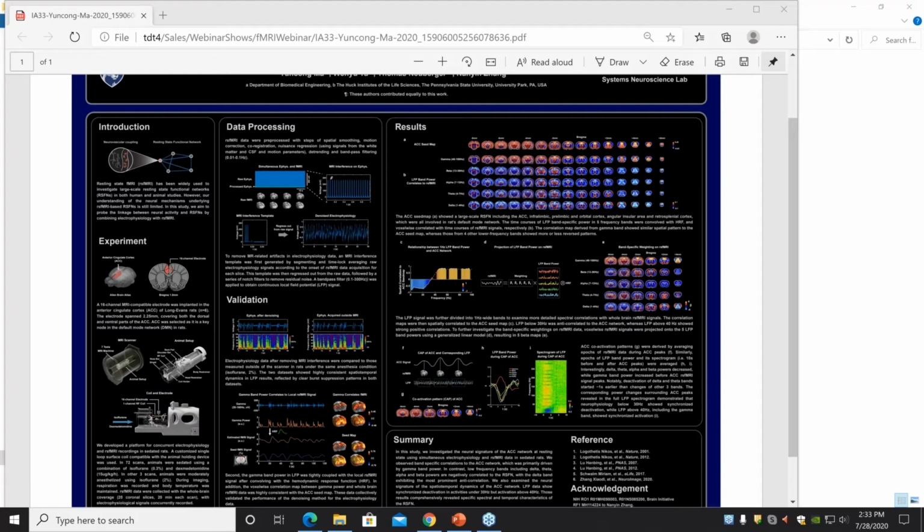burst suppression pattern. So in the validation figure that Victor showed before, could you point to that? Can you see my cursor? Yeah, that place. Yeah, cool.